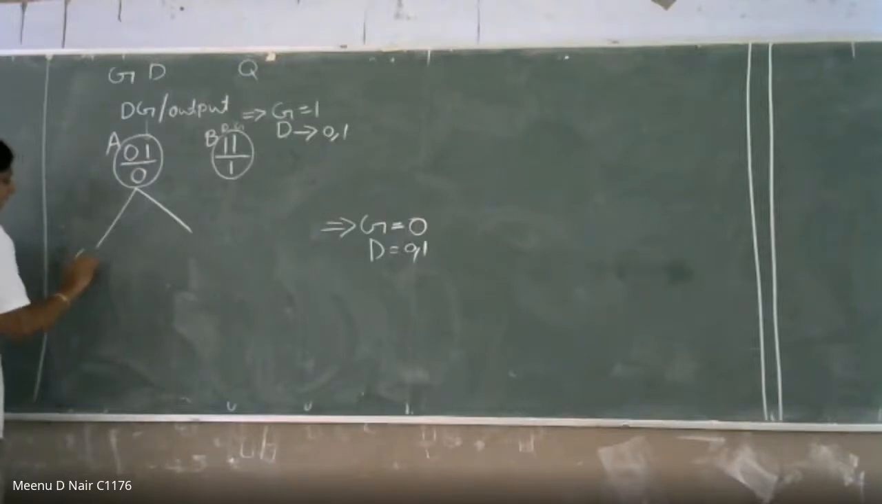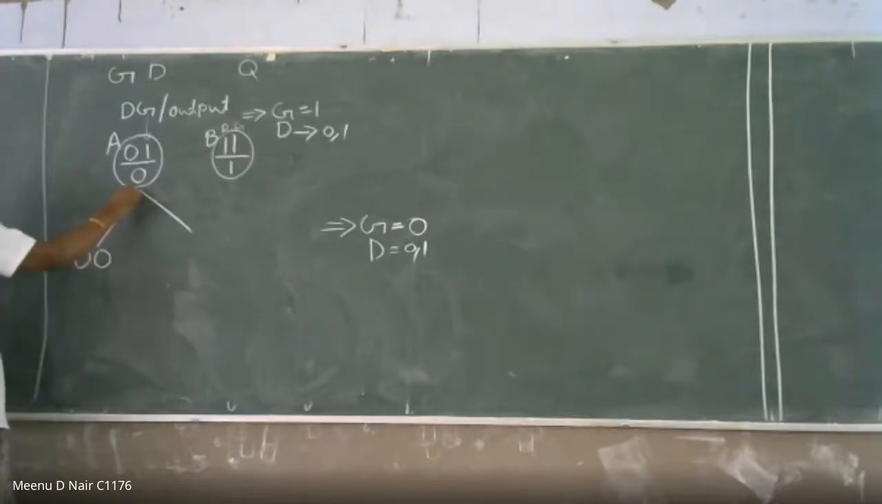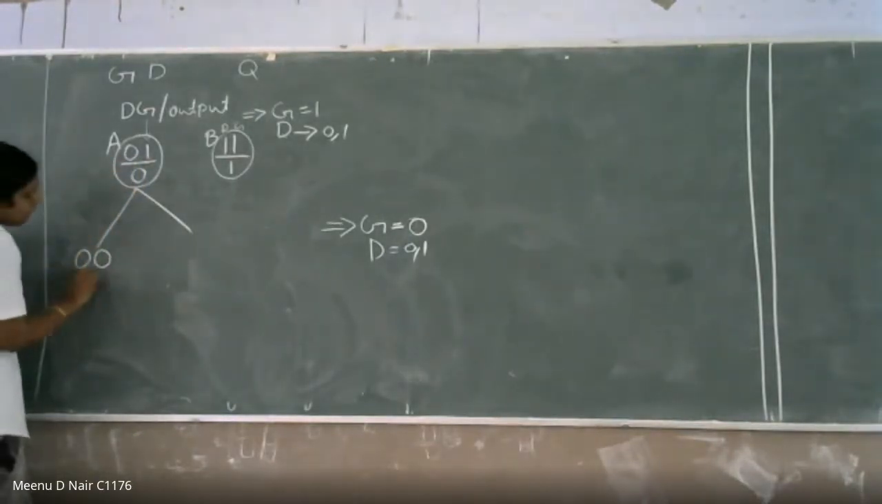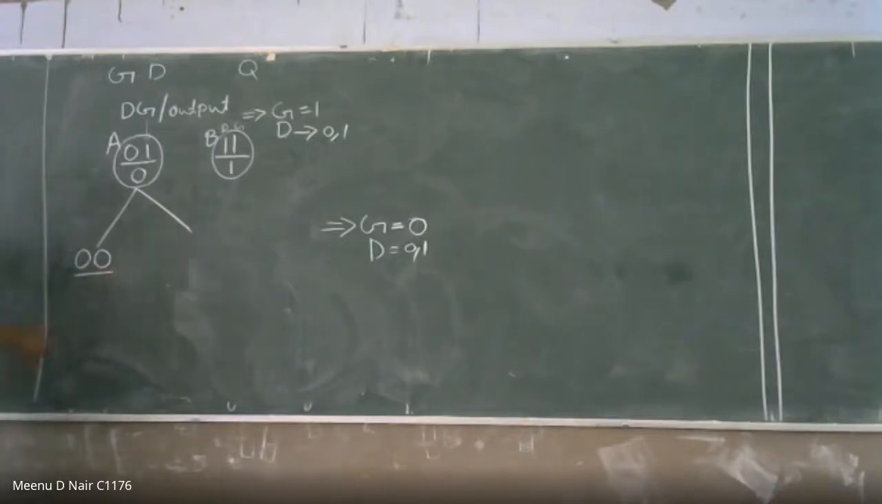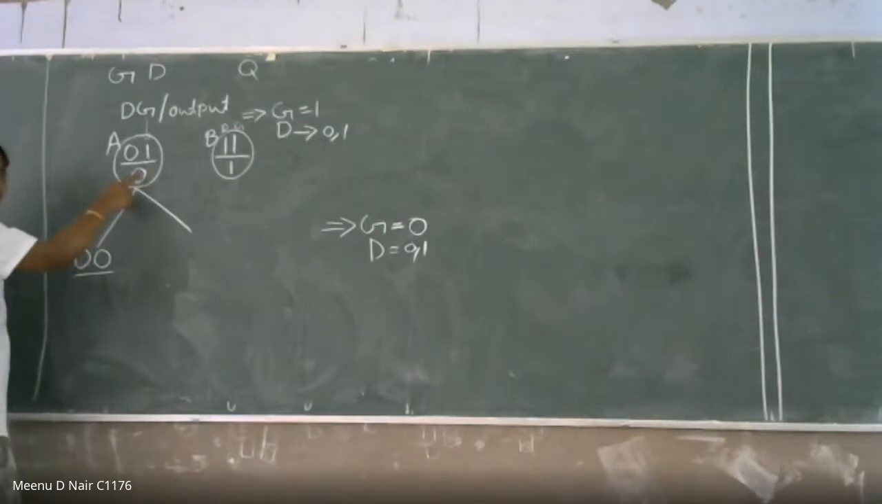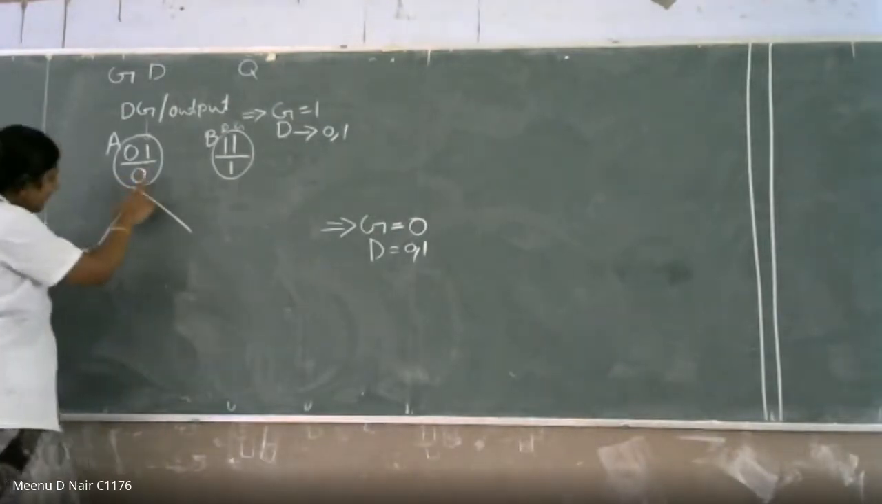This is 0, 0. From this, you can change 0, 0. You are fixing this one as 0, and it can be 0, 0, whatever the condition. So what is the output here? Your output here is 0. In the first condition, the output is 0.